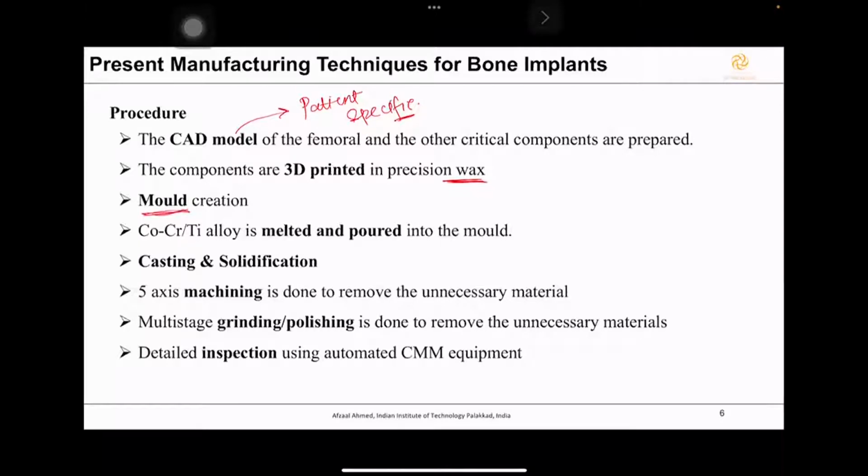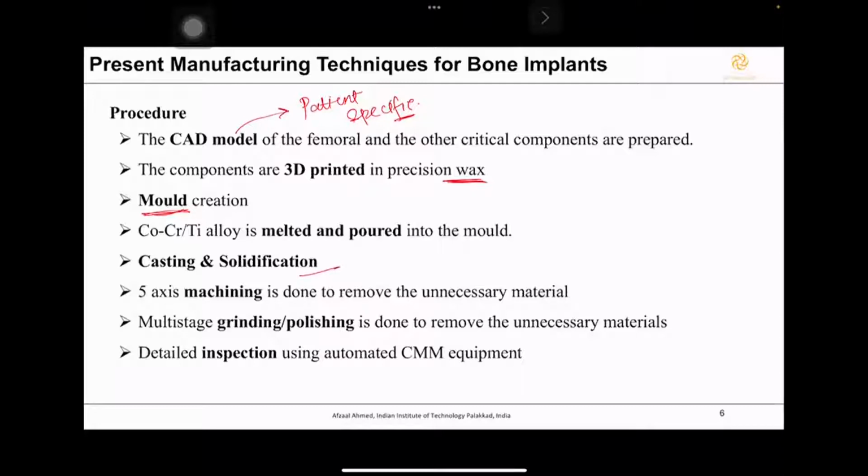Now, the materials involved in fabricating implants are basically cobalt chromium, Ti-64 alloys, and stainless steel alloys, and it again depends on how much the patient is willing to pay. If he has money to pay for a titanium implant, he can go ahead with titanium. On the other hand, the cheaper version will be a stainless steel alloy. So then that particular alloy is melted and poured into the mold. Casting and solidification will happen.